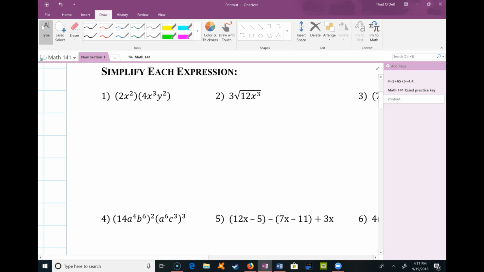I'm going to be working through this worksheet, again working on simplifying expressions. We'll be dealing with expressions involving radicals and powers, and also the concept of combining like terms.